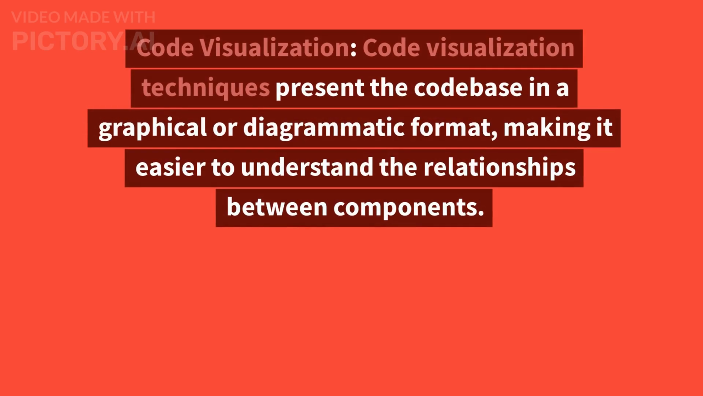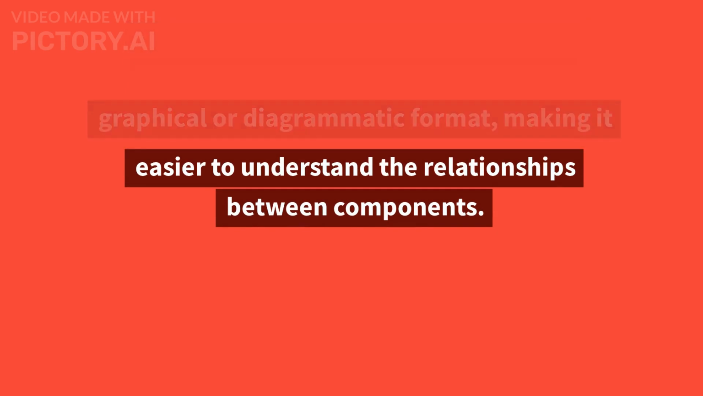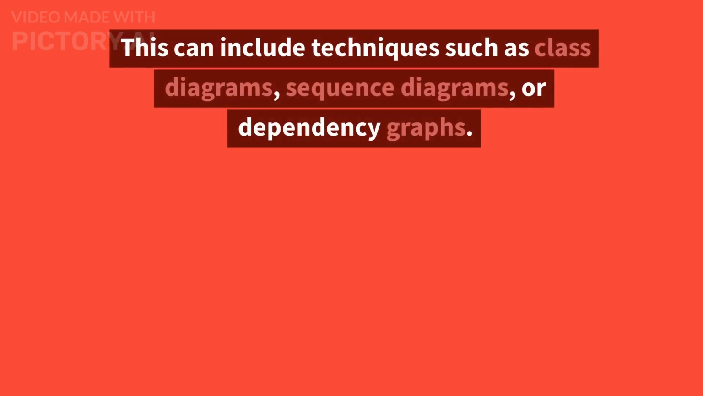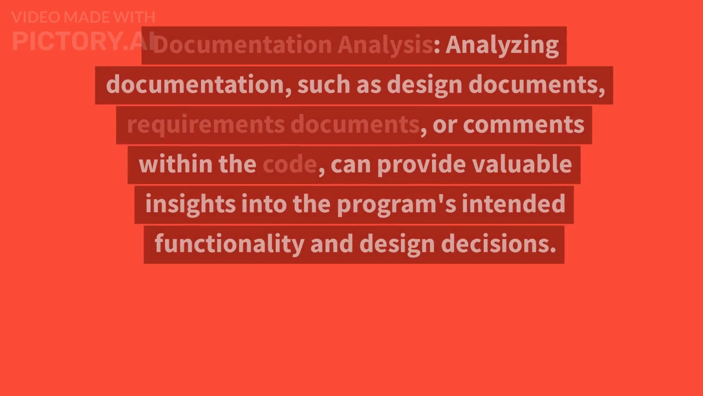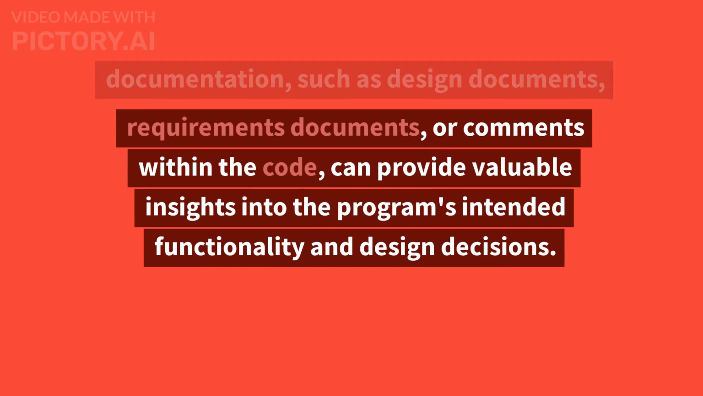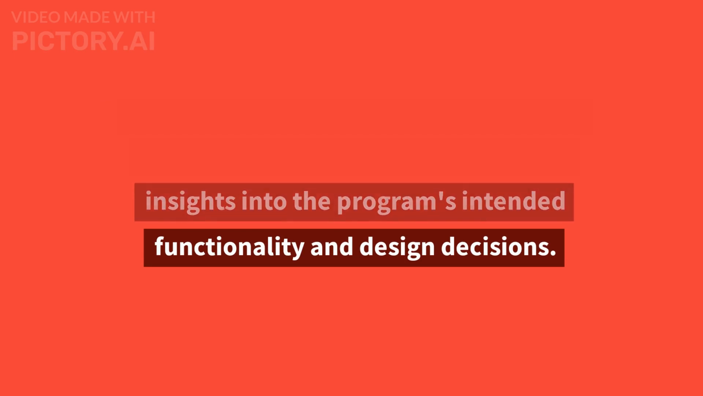3. Code visualization. Code visualization techniques present the codebase in a graphical or diagrammatic format, making it easier to understand the relationships between components. This can include techniques such as class diagrams, sequence diagrams, or dependency graphs. 4. Documentation analysis. Analyzing documentation, such as design documents, requirements documents, or comments within the code, can provide valuable insights into the program's intended functionality and design decisions.